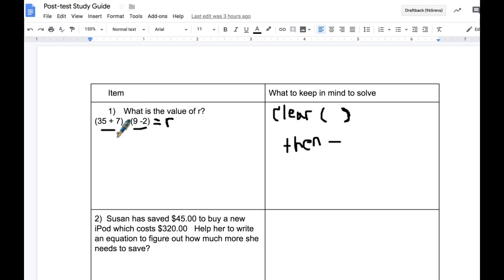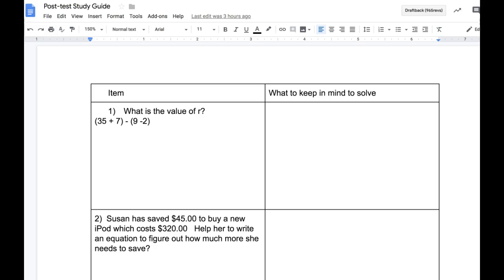35 plus 7. Well, that's 42. I'm going to bring down the subtraction sign. 9 subtract 2. Well, that's 7. Equals R. Now I'm going to subtract. 42 subtract 7. 35 equals R. And you needed to remember order of operations to be able to successfully complete that one. Okay, so you should have all of that written down.